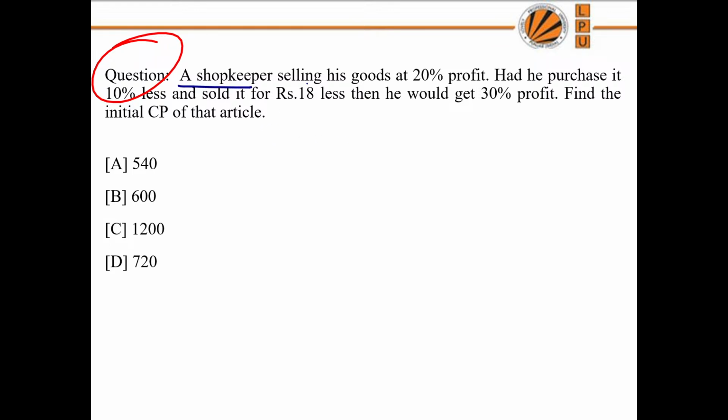Question says a shopkeeper is selling goods at 20% profit. So let's talk about CP and SP. If CP is 100x, then SP would be 120x. Getting it?